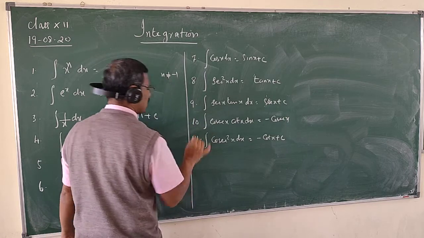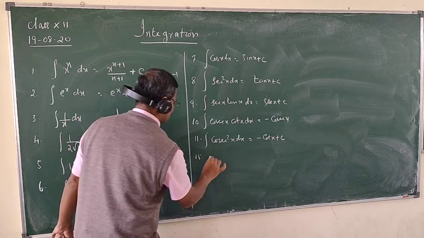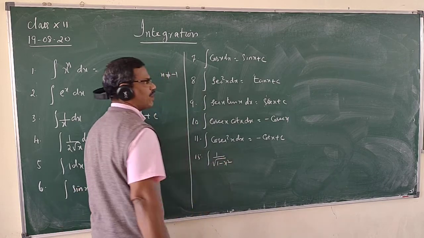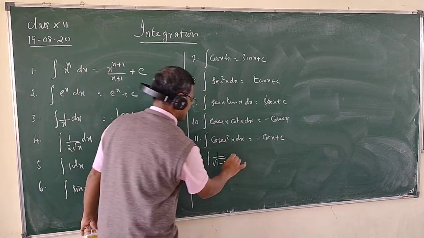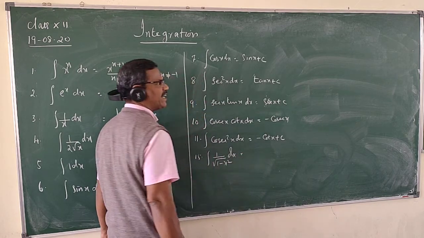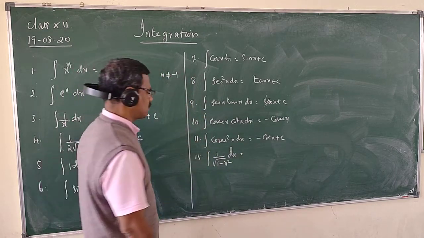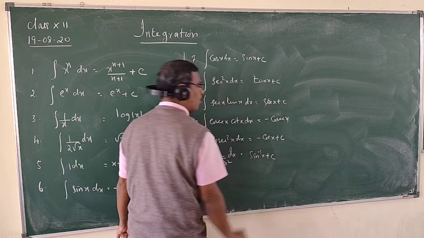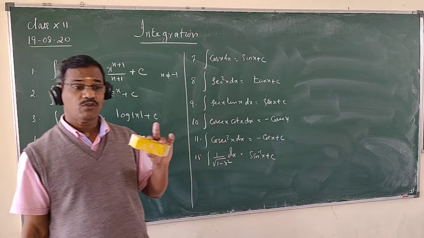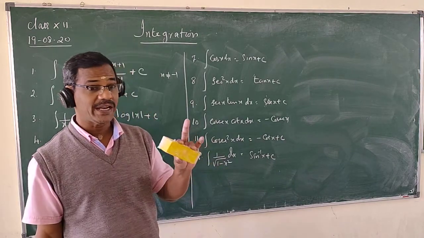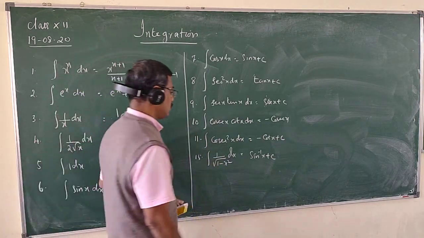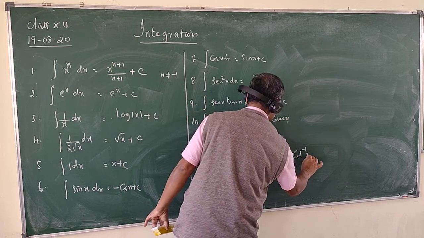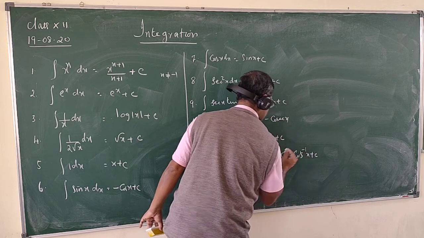Then inverse trigonometric functions, that is integral of 1 by root of 1 minus x square dx. Derivative of sin inverse x is 1 by root of 1 minus x square. So this is sin inverse x plus c. Or derivative of cos inverse x is minus 1 by root of 1 minus x square. So you can have this answer too, that is minus cos inverse x plus c.